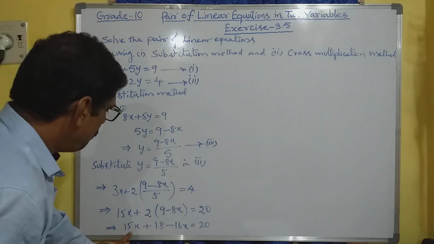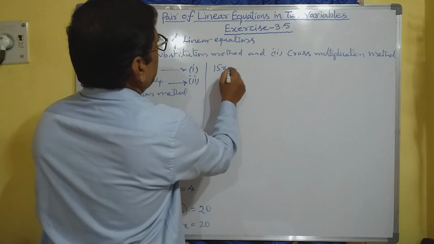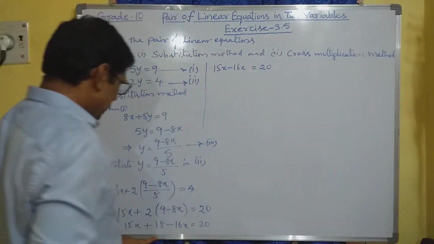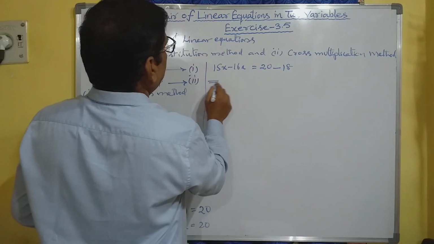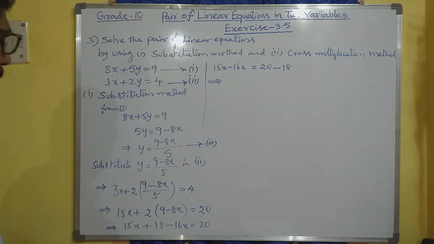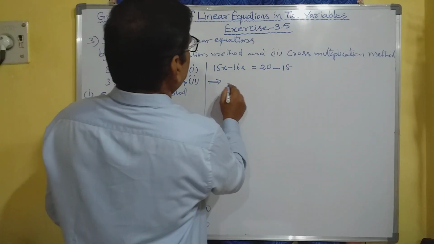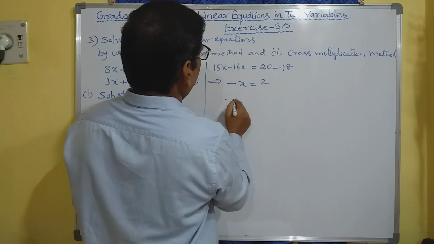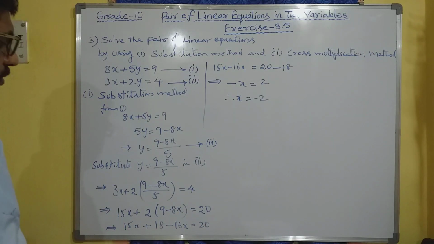Now we look at this. 15x minus 16x is equal to 20 and plus 18, if you take to the RHS, it will become minus 18. This implies 15x minus 16x is minus x is equal to 20 minus 18 is 2. Therefore, x is equal to minus 2. We get the value of x. x is equal to minus 2.